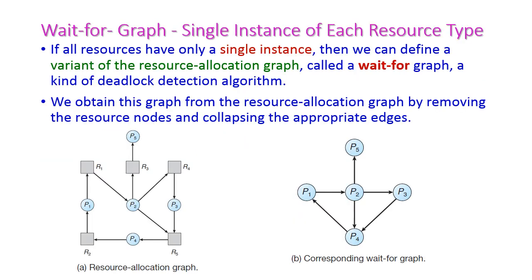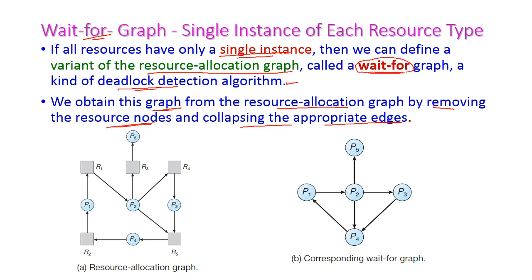Wait for graph. If all the resources have only single instances, then we can define a variant of the resource allocation graph, which is called a wait for graph. What is the purpose of a wait for graph? It is used to detect the deadlock in the system. We obtain this graph from the resource allocation graph by removing the resource nodes and collapsing the appropriate edges. Then we can define this wait for graph.